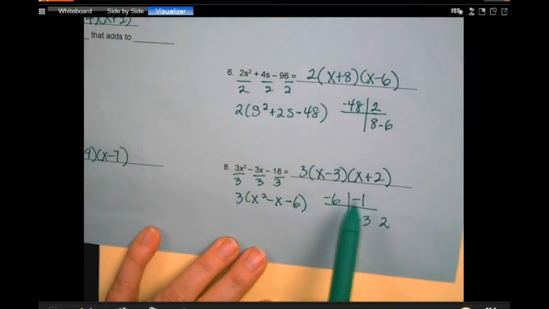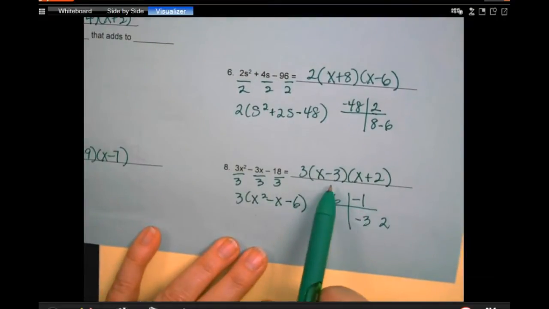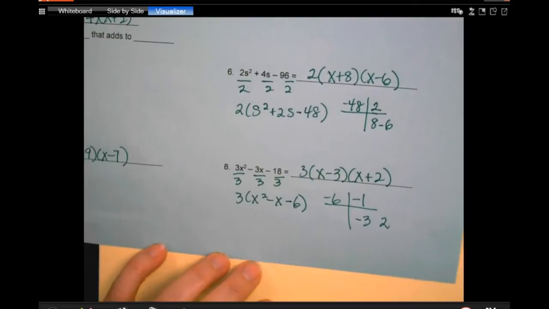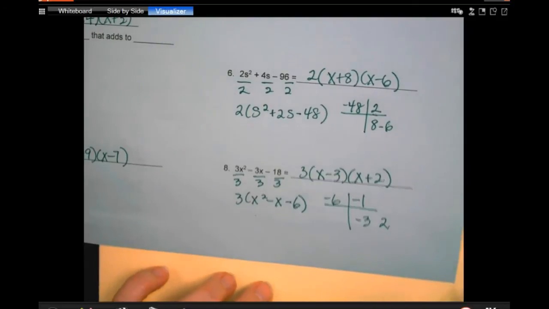So somebody in my last class asked, does it matter if it's like negative 2, positive 3? It does, because that changes what's negative in the middle, right? You have to have the right one. Good job.